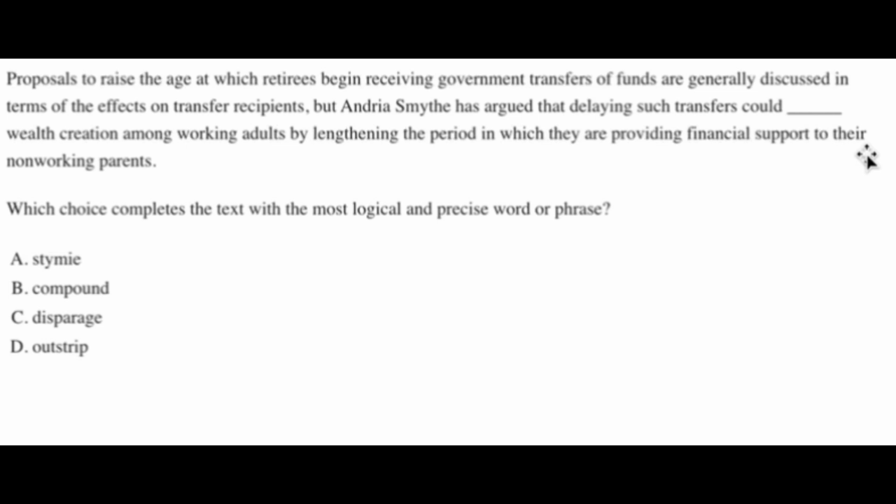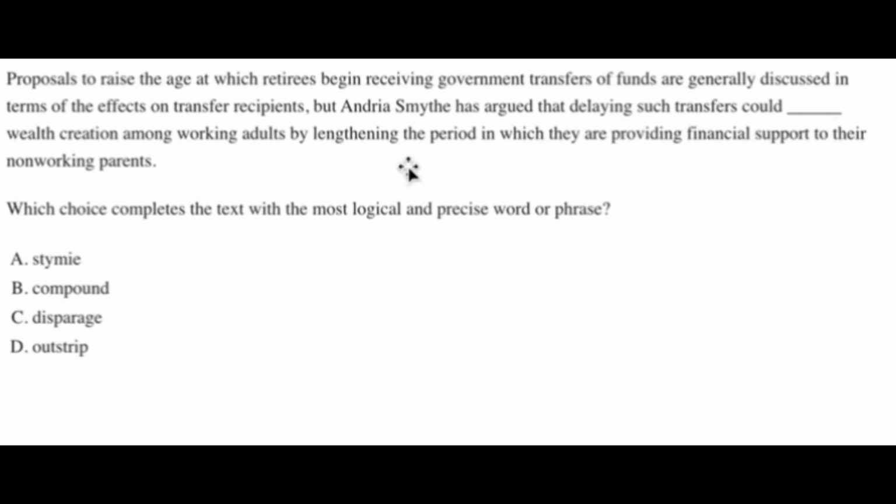But let's go ahead and read the passage while trying to come up with an appropriate word to fill in that blank. Proposals to raise the age at which retirees begin receiving government transfers of funds are generally discussed in terms of the effects on transfer recipients. But Andrea Smith has argued that delaying such transfers could blank wealth creation among working adults by lengthening the period in which they're providing financial support to their non-working parents.